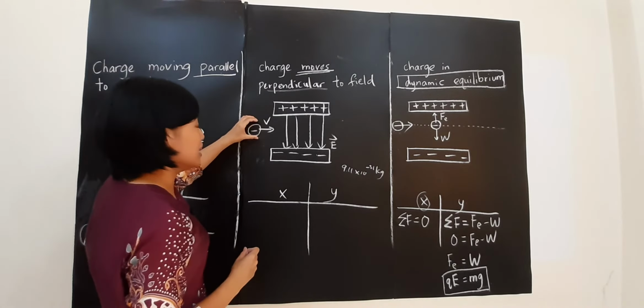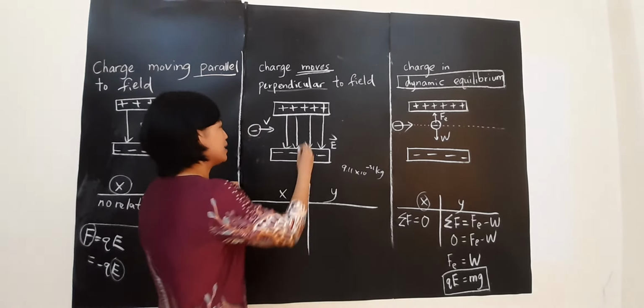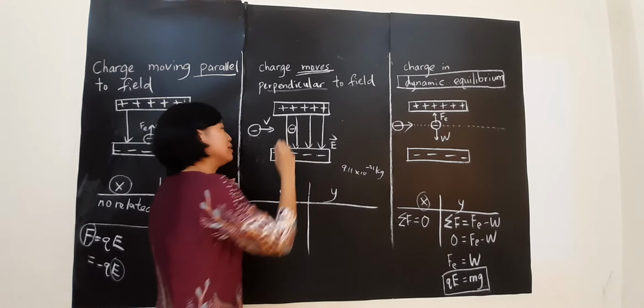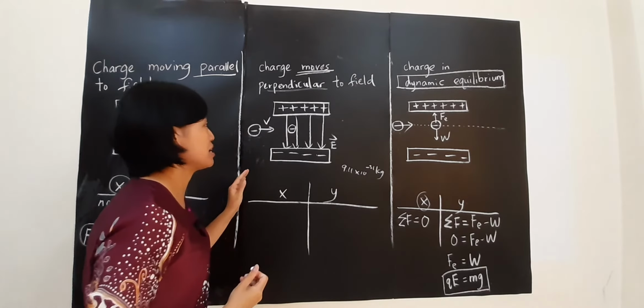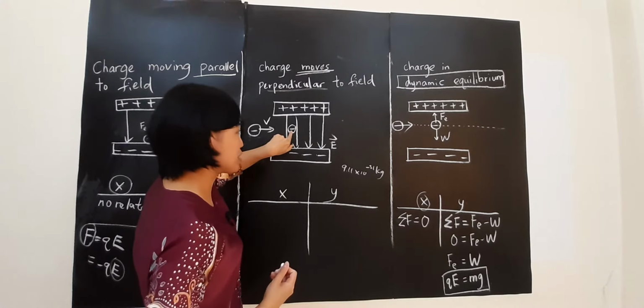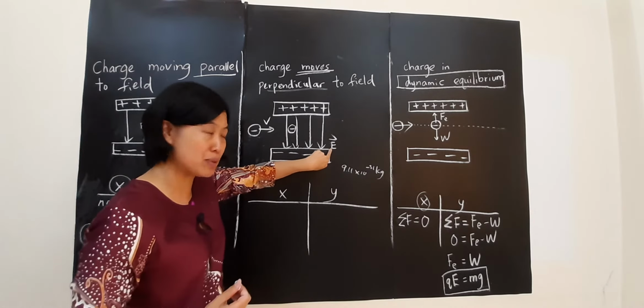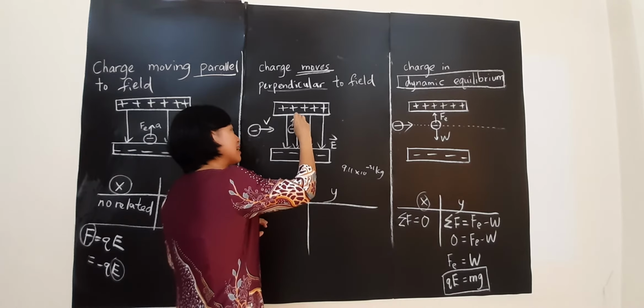So when a negative charge is in the electric field, there will be electric force, right? So what is the direction of the electric force? If this is an electron, a negative charge, the direction of the electric force is always opposite to the field, right? Opposite means if the field is downward, then the force will be upward.